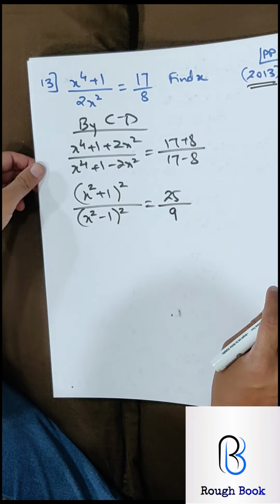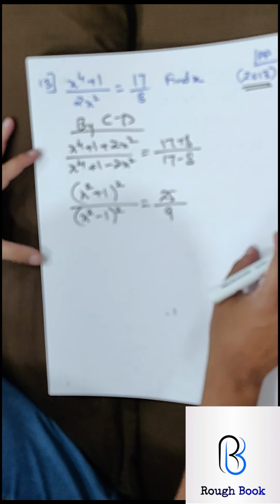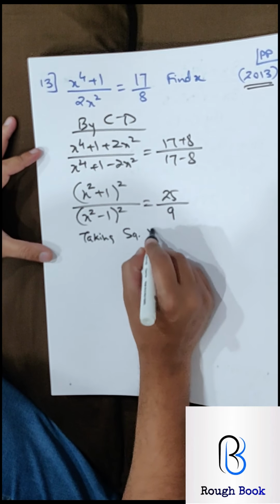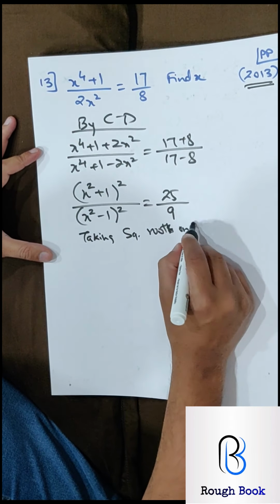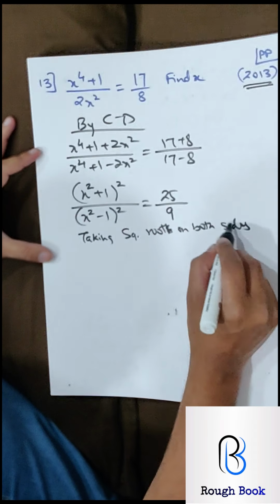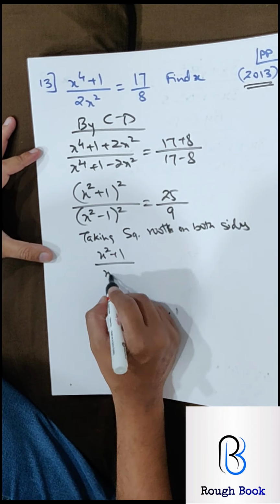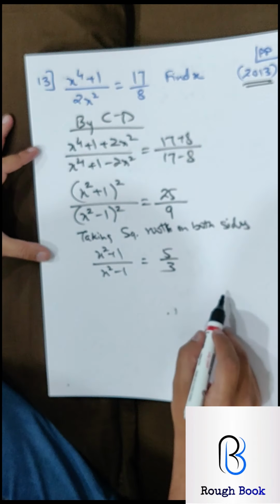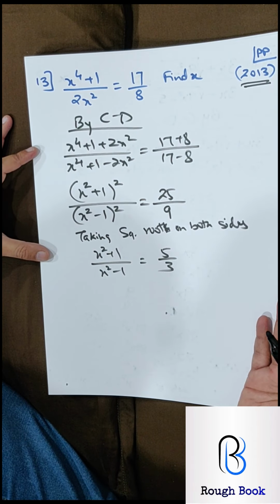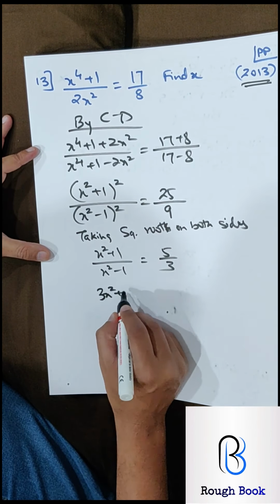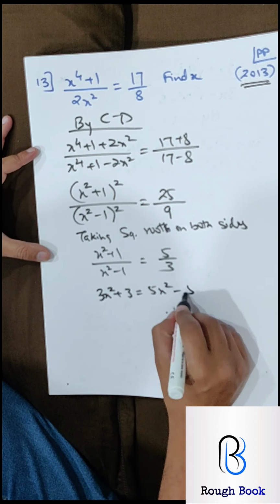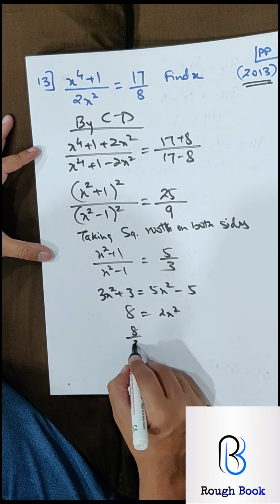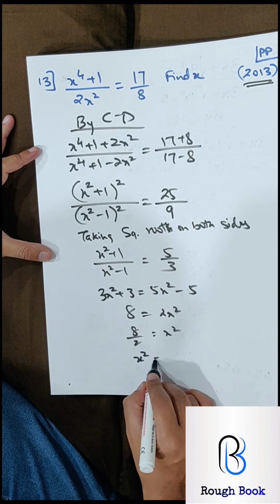I know which students are going to get this. Shubhayan, did you manage? Taking square root on both sides. So on taking square roots, what do I get? x square plus 1, x square minus 1, 5 by 3. I can again apply componendo dividendo or cross multiply. That's our choice completely. I believe cross multiplication will become easy. 3 goes on to the other side, so 2, and here I will get 8. So 8 by 2 is x square. So x square is equal to 4.